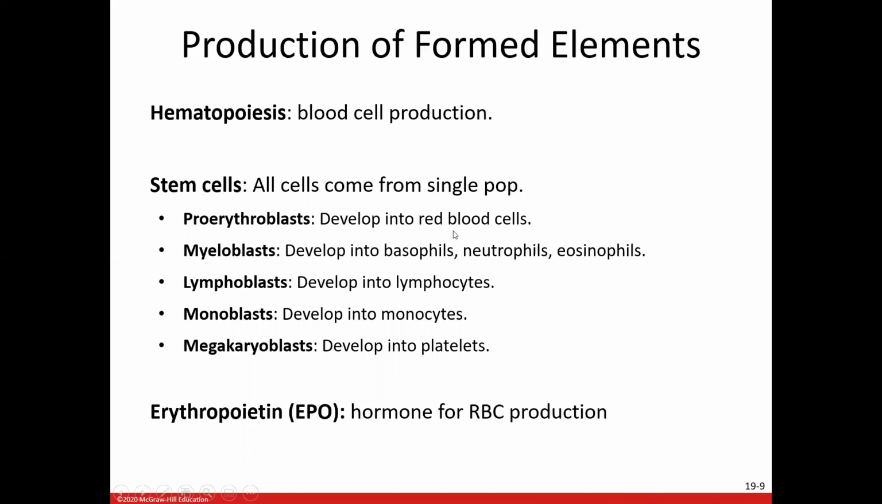So your red blood cells originate from something that's called proerythroblast. Your basophils, neutrophils, and eosinophils, those are your granulocytes for your white blood cells, originate by what's called myeloblast. Your lymphocytes come from what are called lymphoblasts. That one's pretty easy because you have lympho in the name. Same with the monocytes. Those come from your monoblast. And then lastly, your platelets come from what are called megakaryoblast.